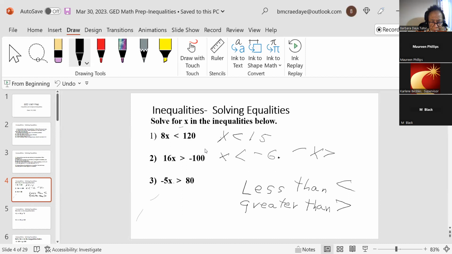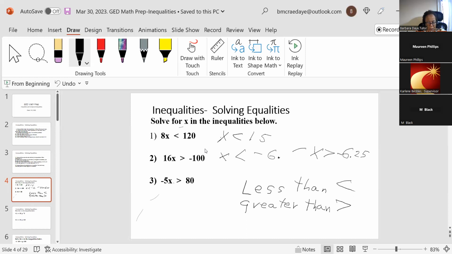She said less than the first time. I thought she said less than. X greater than minus 6.25. That's what you should have. Yeah, it should be greater because you're not dividing by negative. The negative is in the numerator. Minus 100 is divided by the 16.